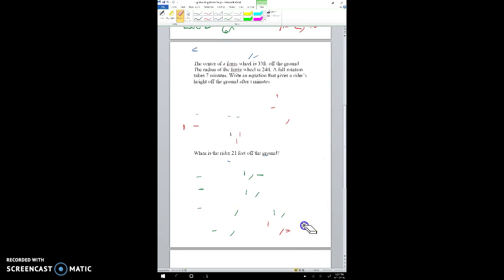Erase. Okay, so the other main type of problem you're going to see here are Ferris wheel problems. So they're going to give you some information. We're going to sketch a little graph, and then we're going to, what I call, ungraph that picture.